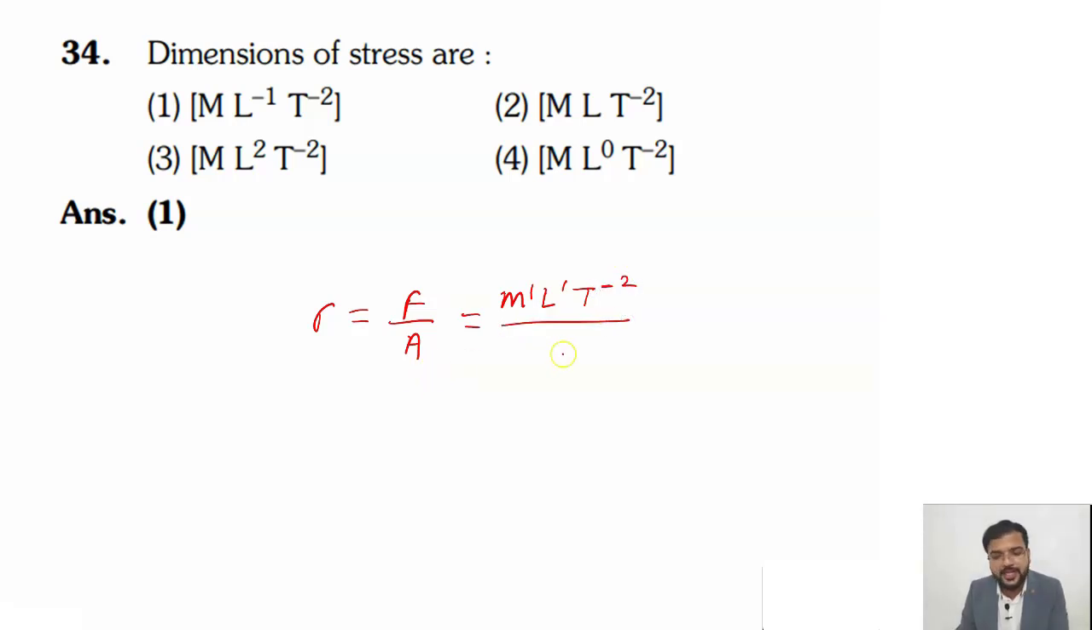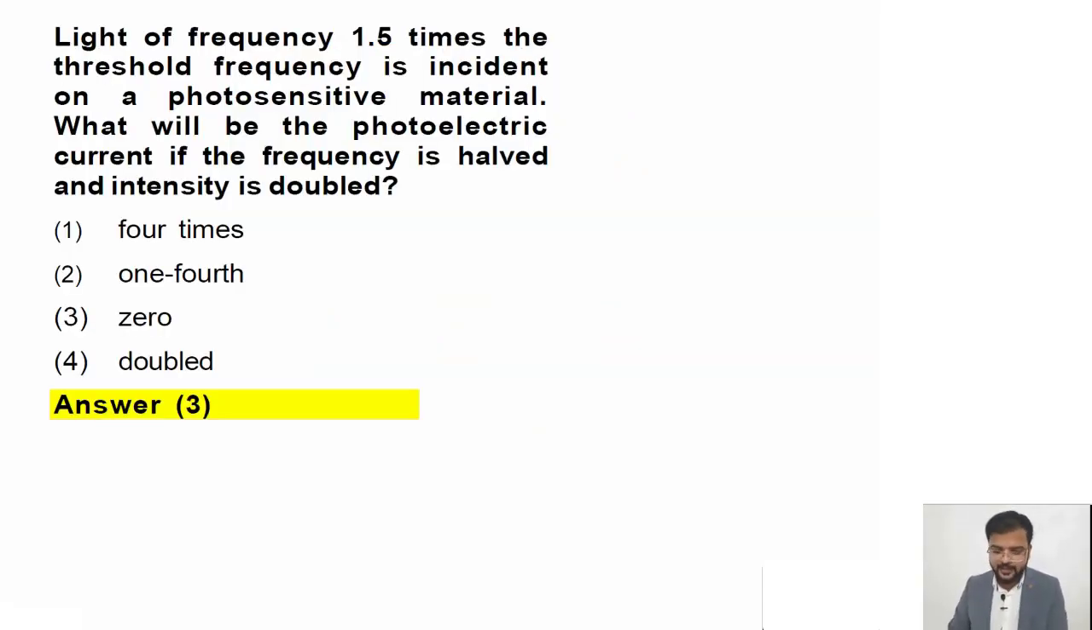And the dimension of area is L2. After solving this, we get M1 L minus 1 T minus 2. If you check the options, option number 1 is correct here. Okay, let's see the next question. The next question is what?